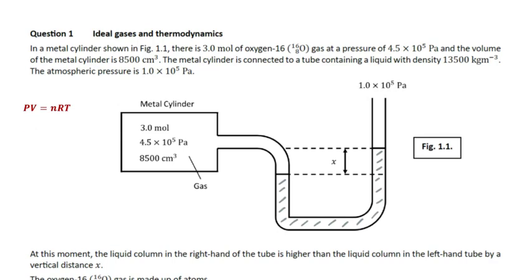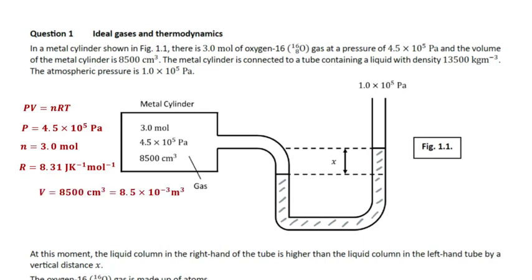So the pressure P is equal to 4.5 times 10 to the power 5 Pascal. The number of moles in this cylinder of gas is equal to small n equal to 3.0 mole. Et puis nous avons the molar gas constant, which is 8.31 joule per Kelvin per mole. Now the volume of the gas is capital V is equal to 8500 cm cube, qui égale à 8.5 fois 10 puissance moins 3 mètres cubes. Alors pas oublier que 1 mètre cube nous avons 1 million cm cube.